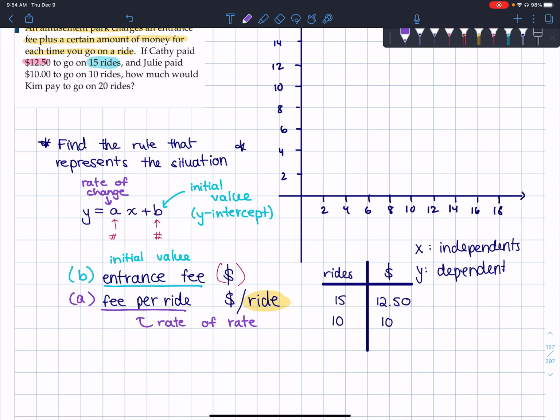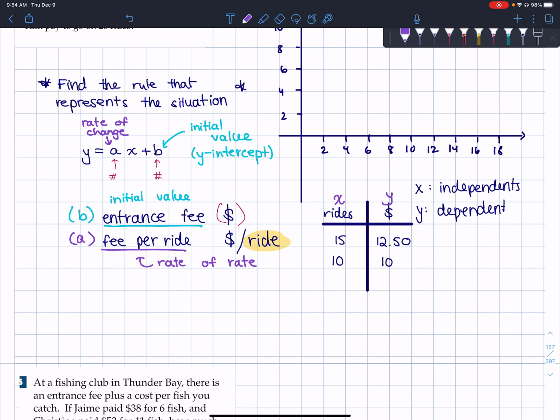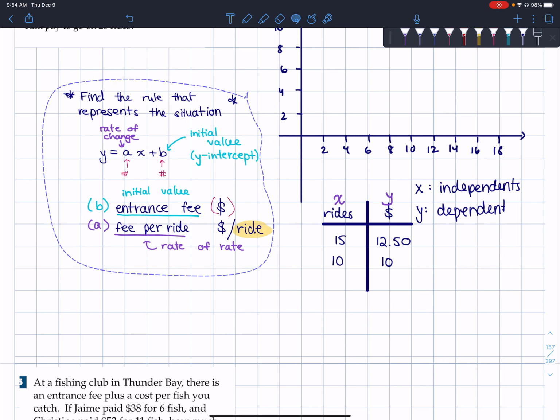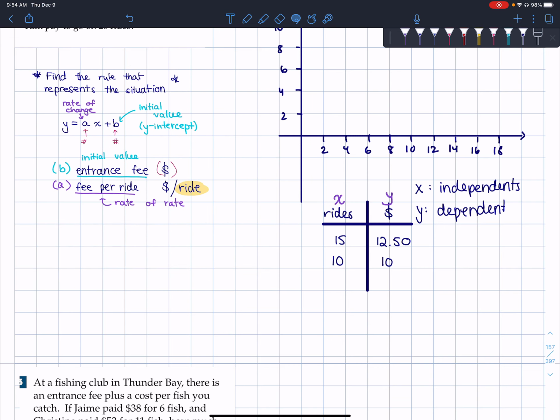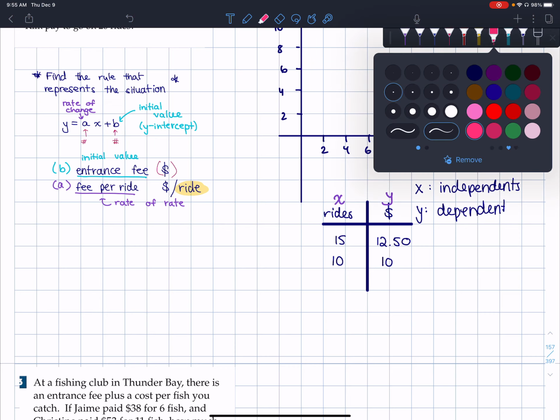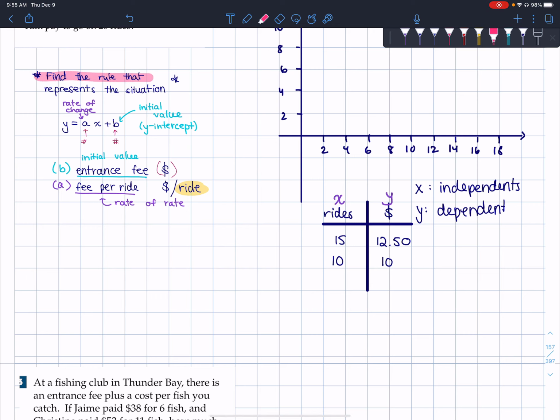So that means that rides is X and dollars is Y. So now we have 2 points. And if we have 2 points, we can find the rule. So I'm just going to make a little bit of space here. Okay, so we know that that's our main goal, right? Is to find the rule, because we can't answer the question until we find the rule.